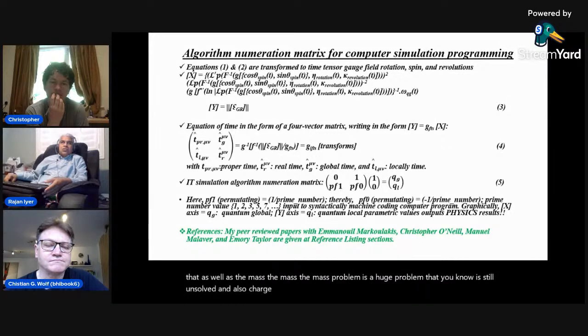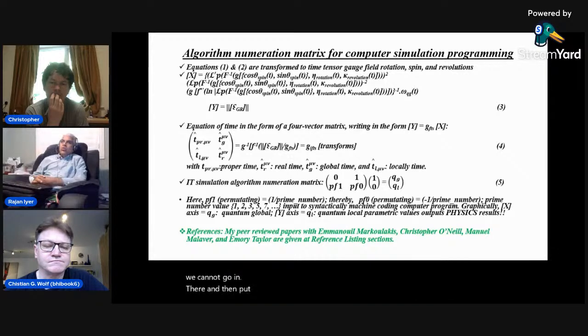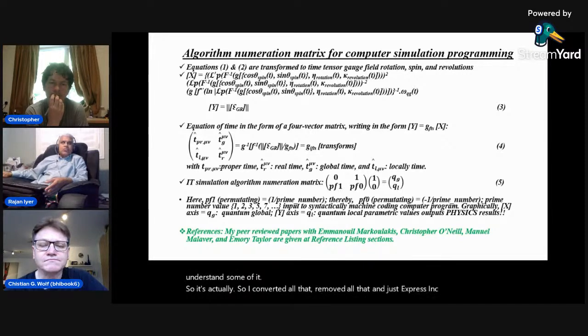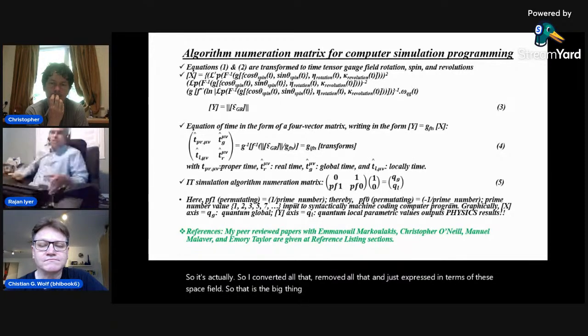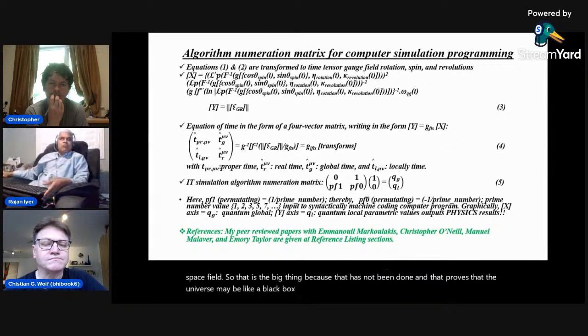So all these are variables that we cannot measure in outer space. We cannot go in there and put a probe. From here we can, by using different methods, get some of it. So I converted all that, removed all that, and just expressed it in terms of the space field. That is the big thing, because that has not been done, and that proves that the universe may be like a black box. We can pull out some variables to understand mass limitation.